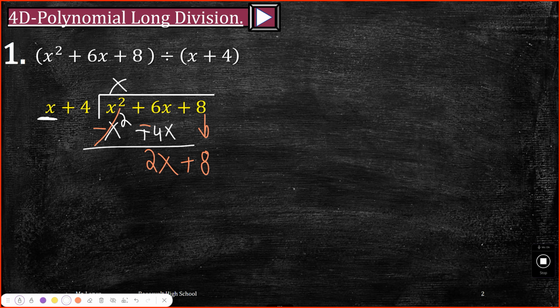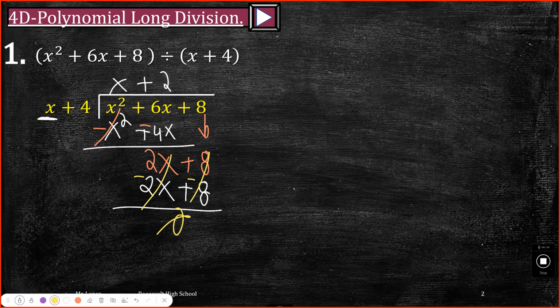Then you do this algorithm until you get done with it. X times what is 2x? That is going to be 2. 2 times x is 2x. 2 times 4. So you're only looking at the 2 and then the x plus 4. 2 times 4 is 8. Write it down, plus 8. Draw a line. And then you subtract, or change the signs. 2x minus 2x cancels out. 8 plus negative 8 cancels out. There's no remainder. And that is how you do long division with polynomials.